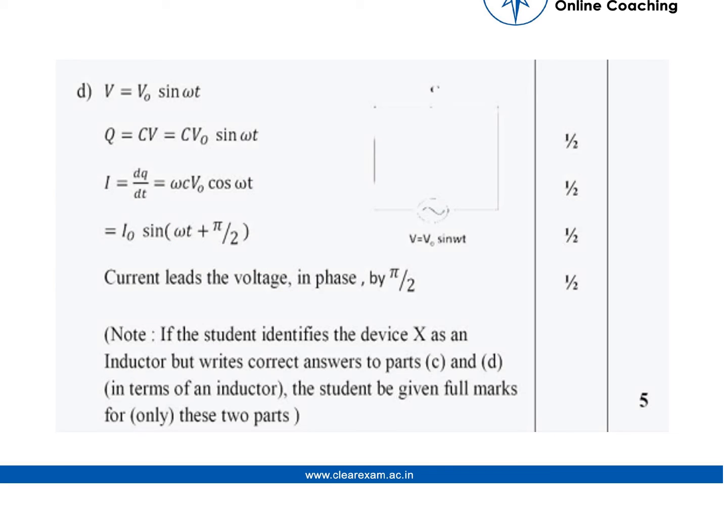Now in part D, we are given this. So Q is CV, which equals C V naught sine omega t, and I is dq over dt. So it will be omega C V naught cos omega t, and it equals I naught sine omega t plus pi by 2, because current leads the voltage in phase by pi by 2, so we have added it.